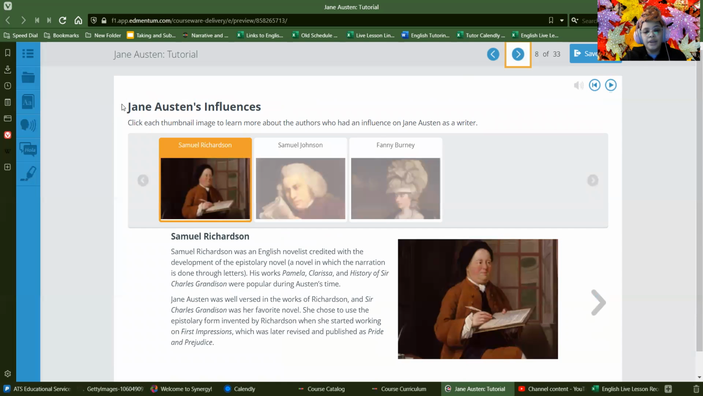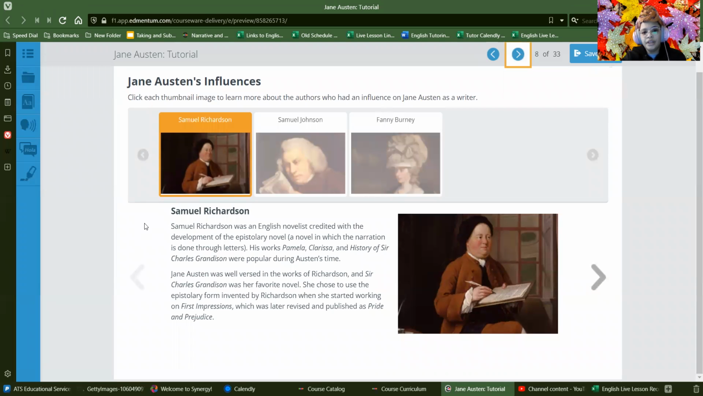Okay, now we have Jane Austen's influences, and they give you a little information here about each one. So I'm not going to read through the entire thing, but we'll hit some of the more important points. So this first one here is Samuel Richardson. They tell you he's an English novelist who's credited with the development of the epistolary novel. So they're giving you the definition of what an epistolary novel is, which is a novel in which the narration is done through letters.